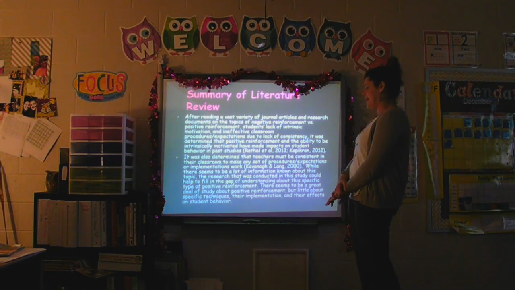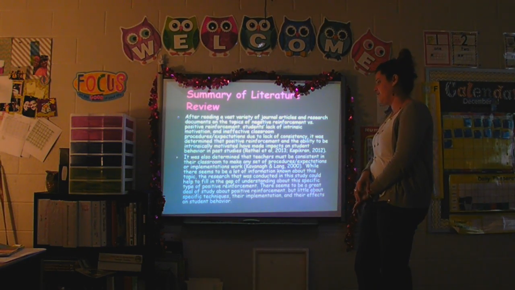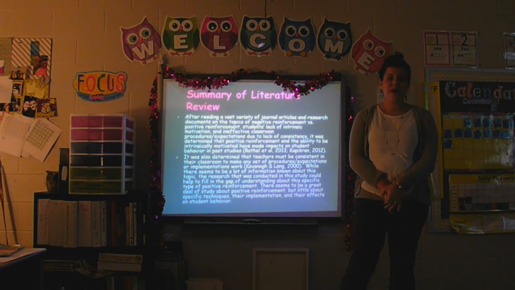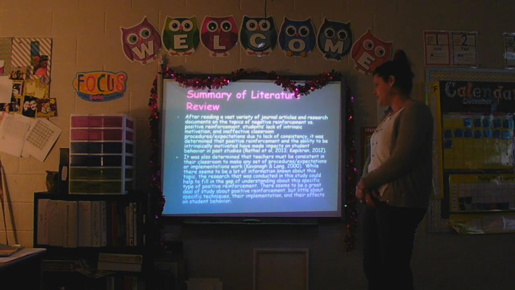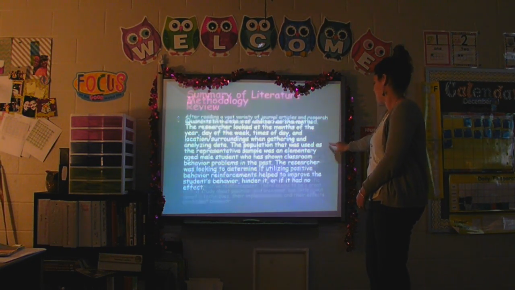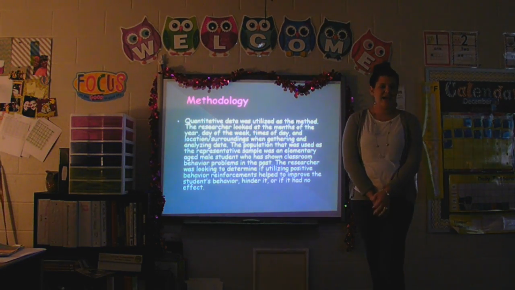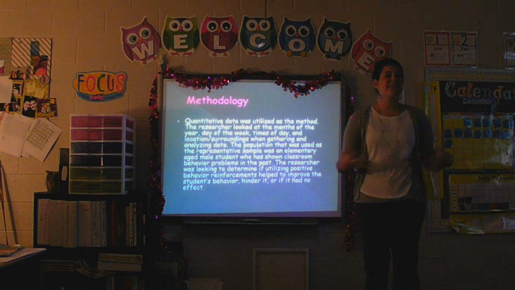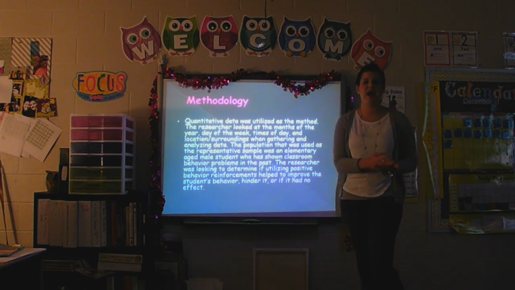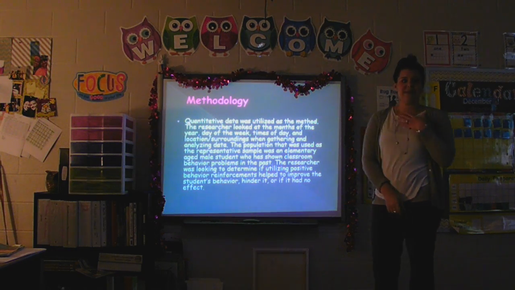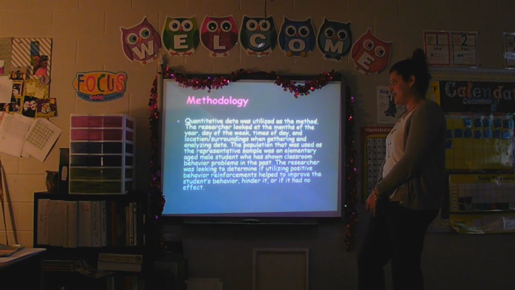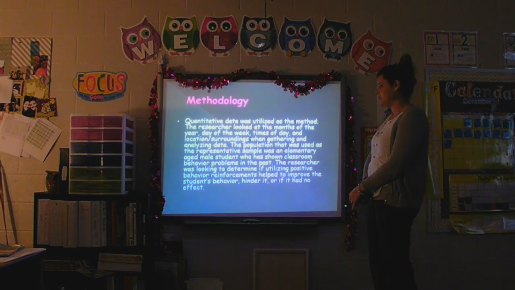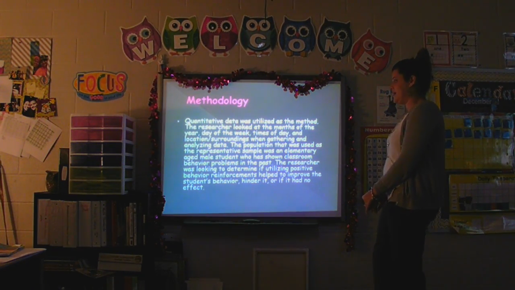There seems to be a lot of information about positive behavior reinforcements, but the research that's been conducted in this study hopefully will help fill some gaps for teachers in determining whether or not this is going to be beneficial. So the methodology that I used, the data that I used for this study was quantitative data, and that's basically data that shows using numbers. It's really cut and dry. The researcher, which is myself, looked at months of the year, days of the week, times of the day, and location surroundings when gathering and analyzing data.